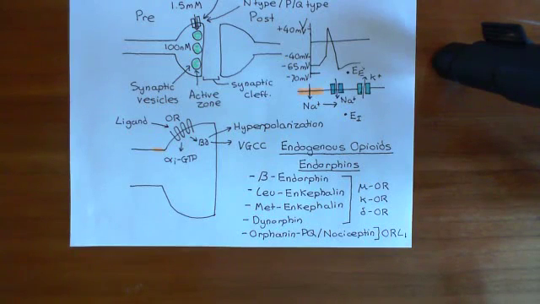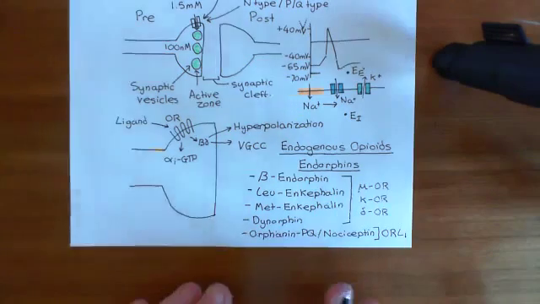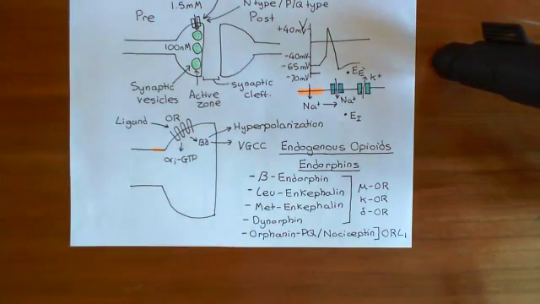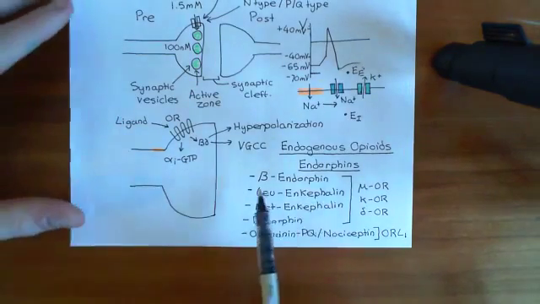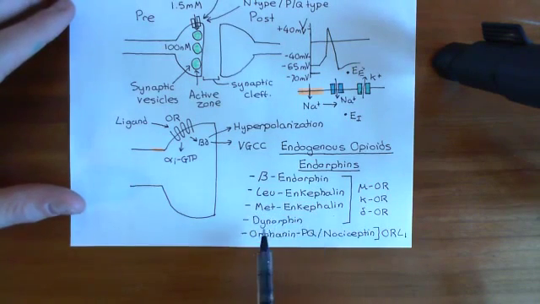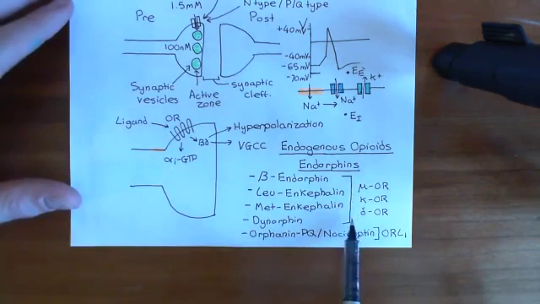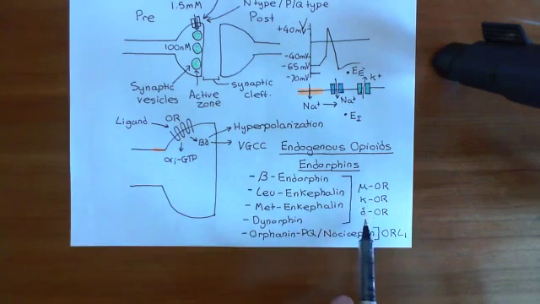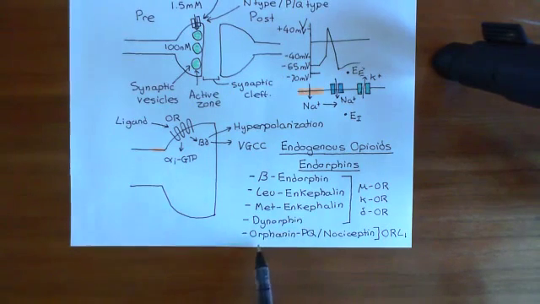Okay, so welcome back to this next video in which we are discussing the opioid receptors. We've discussed now the endogenous opioids, which are the ligands that the human body naturally has for the opioid receptors. Examples include beta-endorphin, leucine enkephalin, methionine enkephalin, and dynorphin, which are all agonists for all three of the mu opioid receptor, the kappa opioid receptor, and the delta opioid receptor.